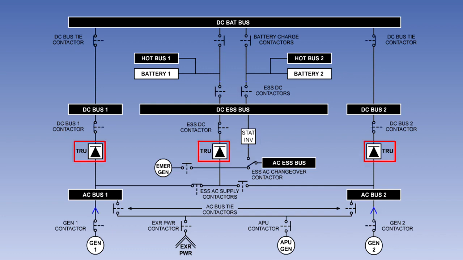DC busbars 1 and 2 and the essential DC busbar are normally supplied by transformer rectifier units connected to their respective AC busbars. The DC battery busbar connects numbers 1 and 2 DC busbars together. It also allows power from these busbars to charge the batteries. If the essential DC busbar loses its normal power supply, it can be supplied from either one or both of the batteries.